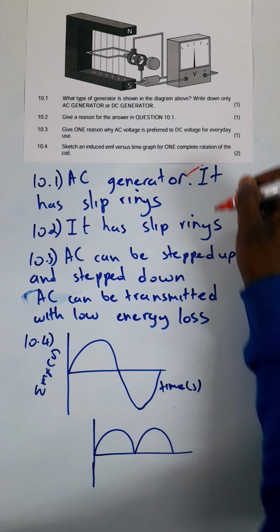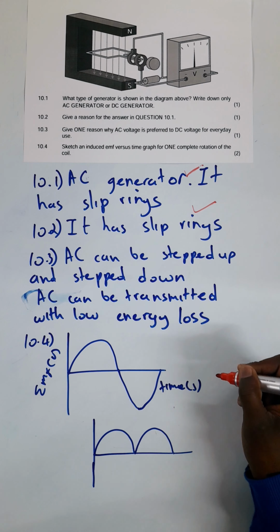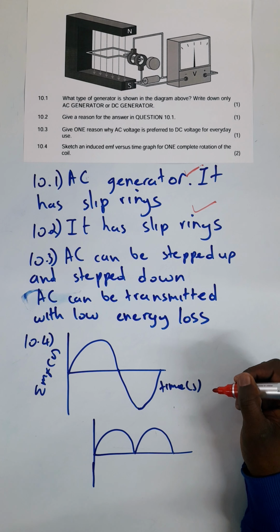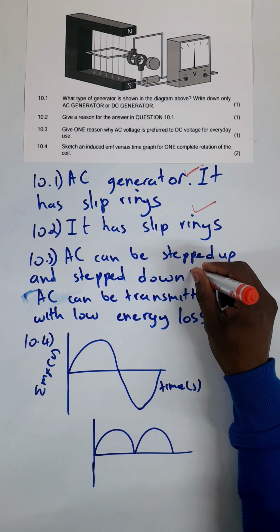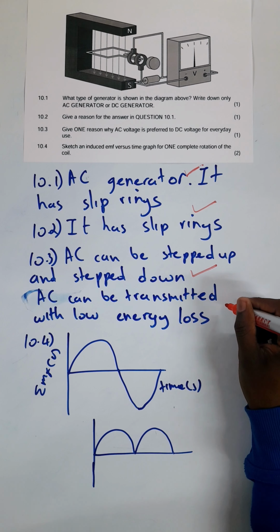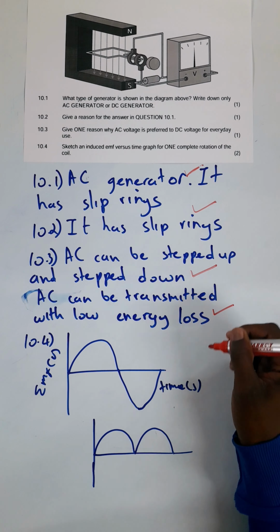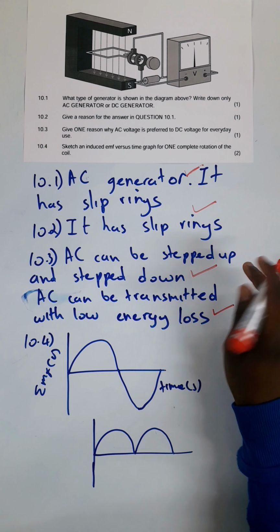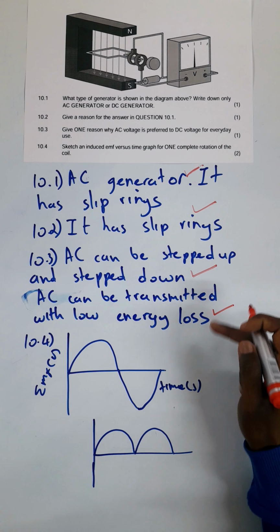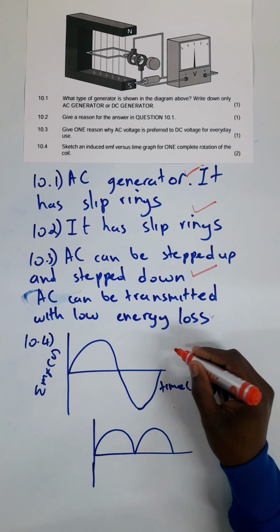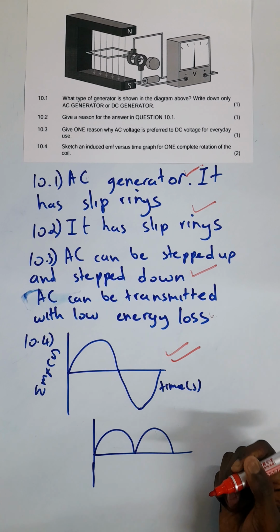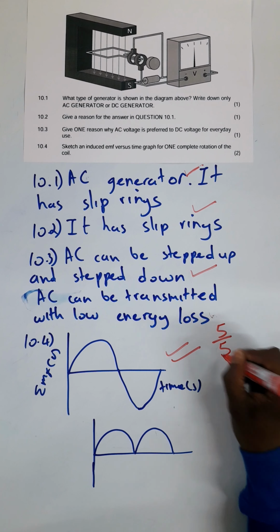It's an AC generator. The reason is because it has slip rings, and the advantages of an AC voltage over a DC voltage are that it can be stepped up and stepped down, and it can be transmitted with low energy loss, especially over long distances. So it's one reason, or any one of these reasons. It's one mark there. And then for the graph, two marks, and this is an activity out of 5. Okay.